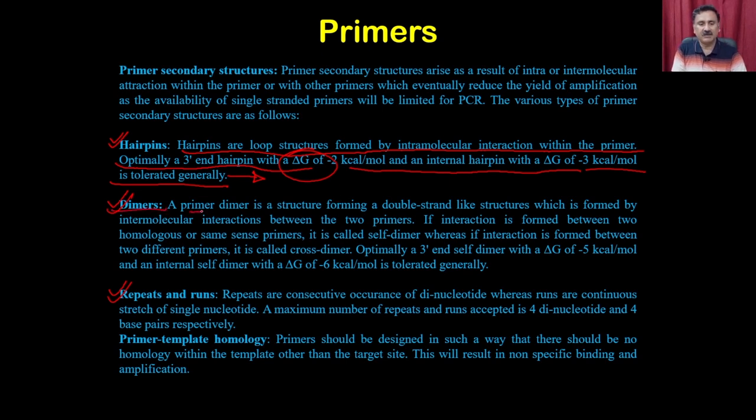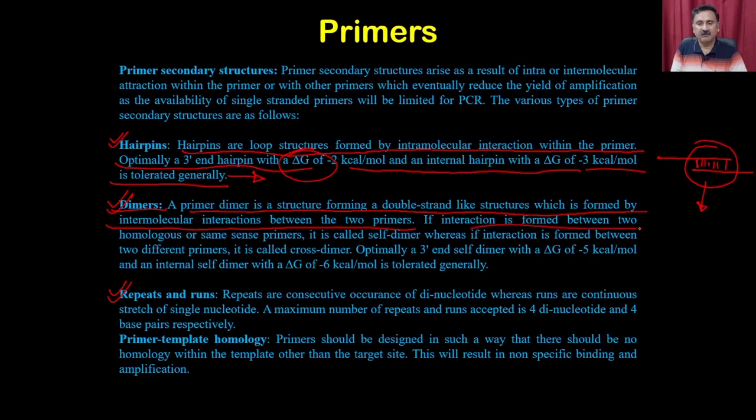Similarly, you have the dimers. A primer dimer is a double stranded structure formed by the interaction between the two primers. So you can have two primers and they may have an overlapping region, and that's how they are going to form the dimer. This means this region is not going to be available for hybridization with the template, right? And that could be crucial sometimes for providing the specificity as well as for amplification.